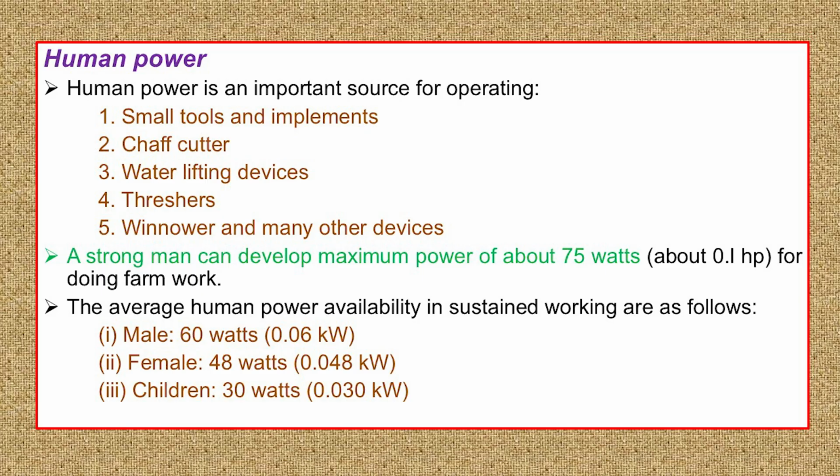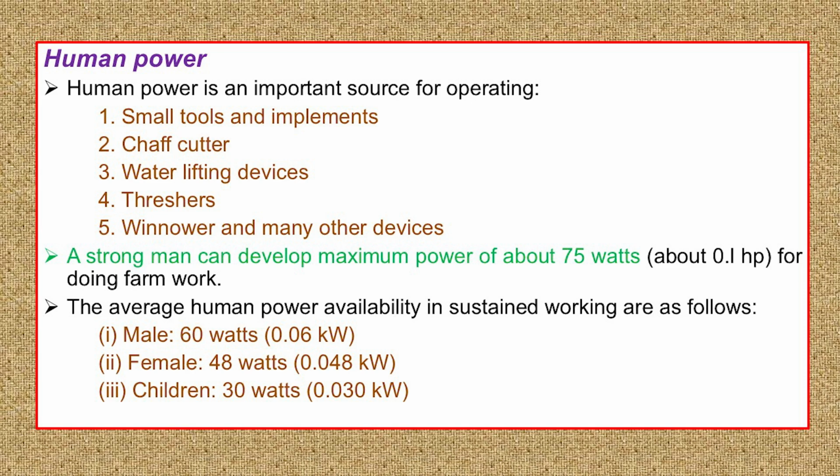Coming to the total power a man can exert or produce: a strong adult man can develop a maximum power of about 75 watts, that is equivalent to 0.1 HP, for doing farm work. In a sense, 10 adult men can do work which is equivalent to 1 HP of power.